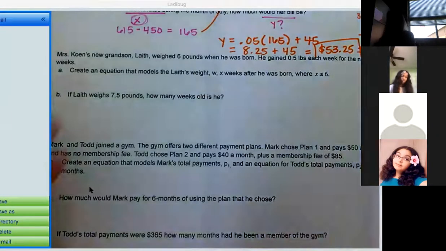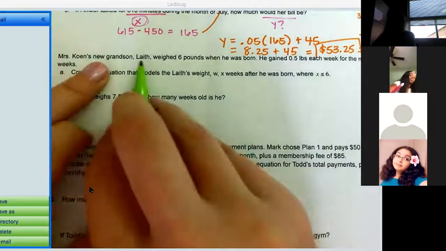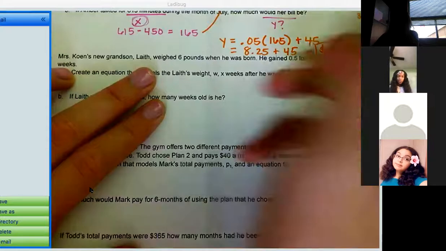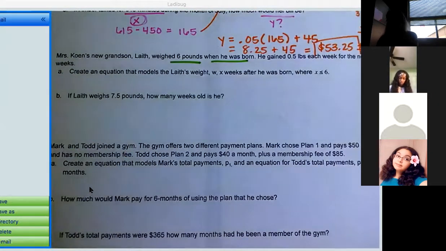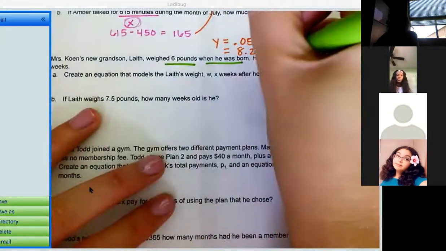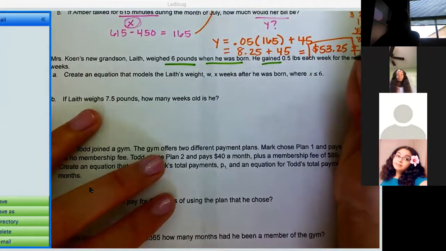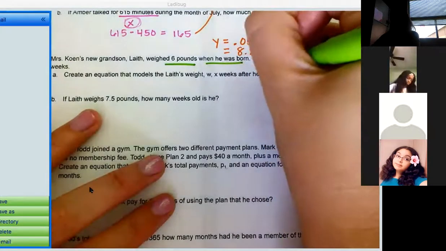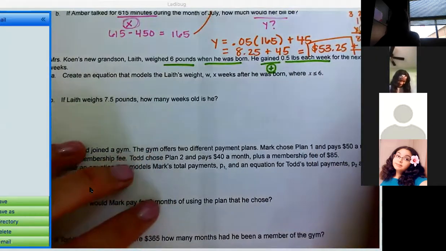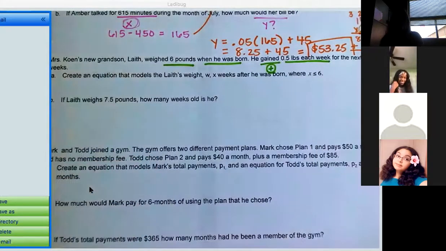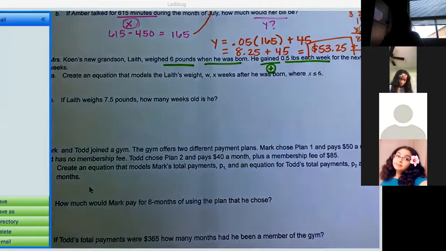You looking bored. Miss Payne's new grandson weighed 6 pounds when he was born. That looks important. Then it says he gained. What does it mean to gain something? Good, it goes up. So add 5 pounds each week. Are we okay with that? All right, we're going to come back to that in a second.